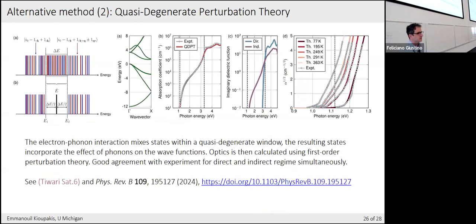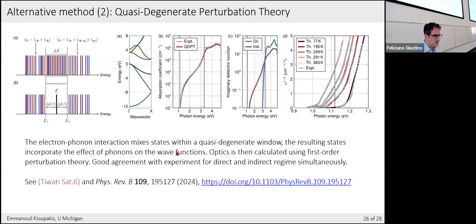Another method you learn about in this school is developed by Sabia, and that is the quasi-degenerate perturbation theory. The idea here is that you will use the electron-phonon interaction to mix states that are within an energy range from each other. And so the resulting states will be modified by the effect of phonons. So their wave function will be modified to incorporate the electron-phonon interaction. And again, since you incorporate the phonons in your starting wave functions, now all you have to do is first order perturbation theory. You just do direct optical absorption.